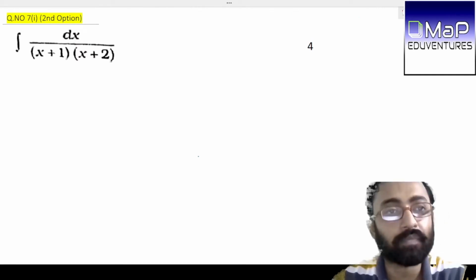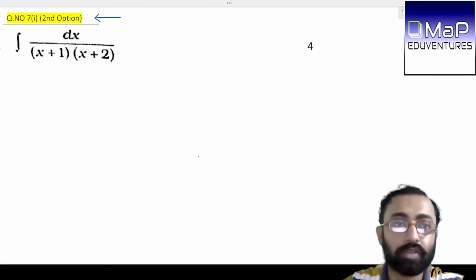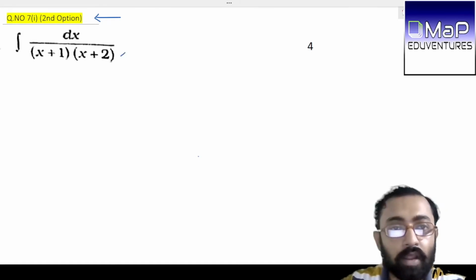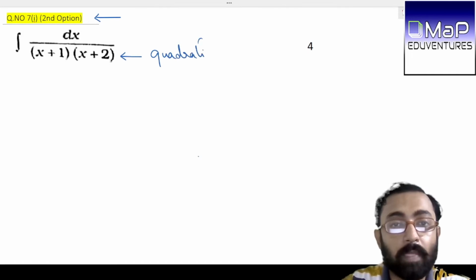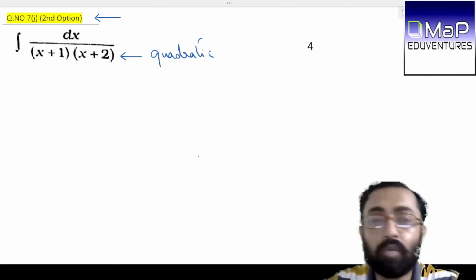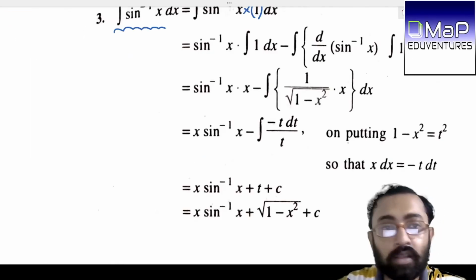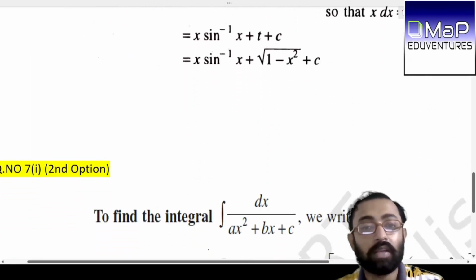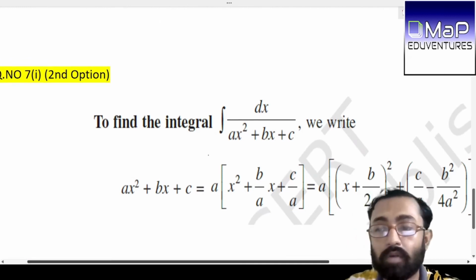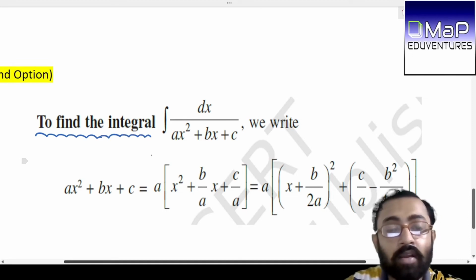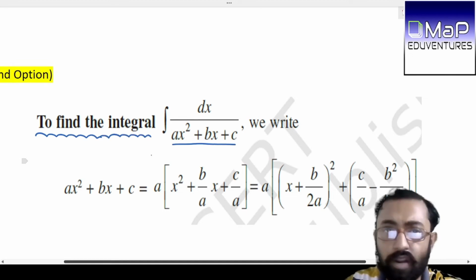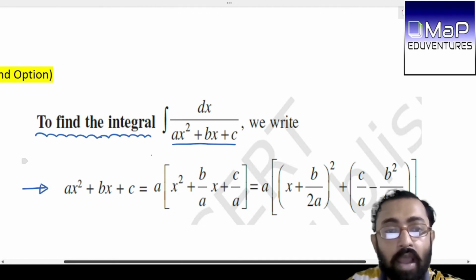Now the next question, question number 7(1), or the second option. Now if you observe carefully, the denominator is in the form of a quadratic. If it is a quadratic form, that is 1 by quadratic, with 1 in the numerator, then what should we do? To find the integral of dx divided by a quadratic form, we should apply completing the square.